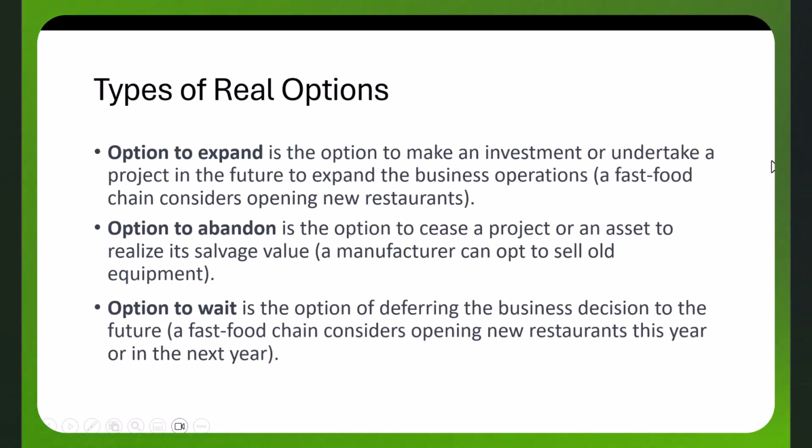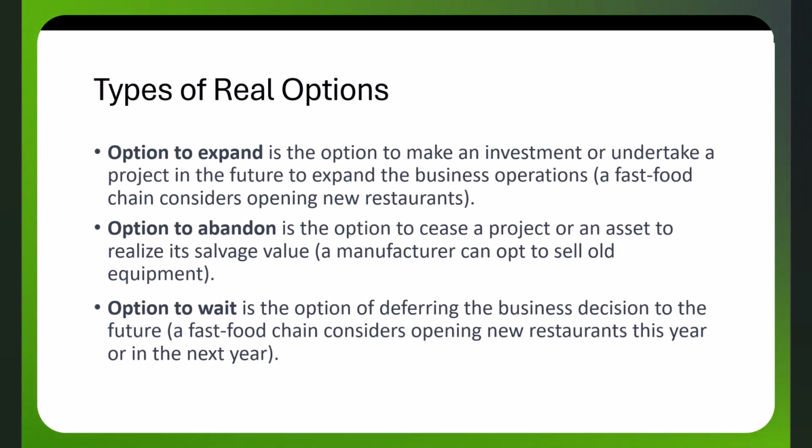Let's take a look at some of the types of real options. The option to expand. Here we have the option to make an investment or undertake a project in the future to expand the business operations. So, for example, a fast food chain considers opening new restaurants. You have an option to abandon. Okay, here you can cease the project or an asset to realize its salvage value. A manufacturer can opt to sell old equipment.